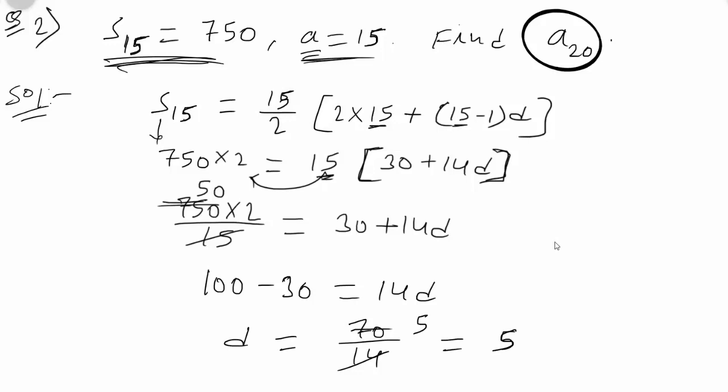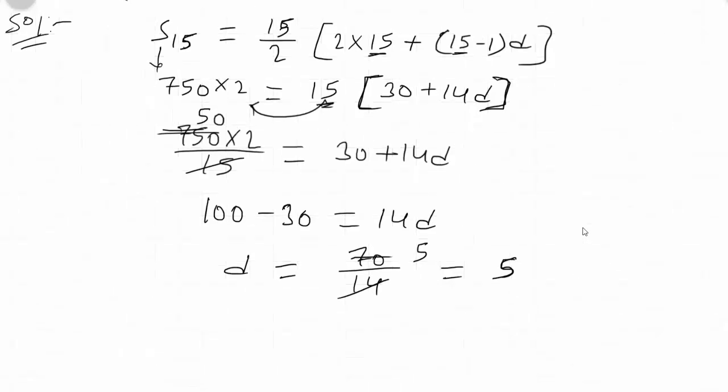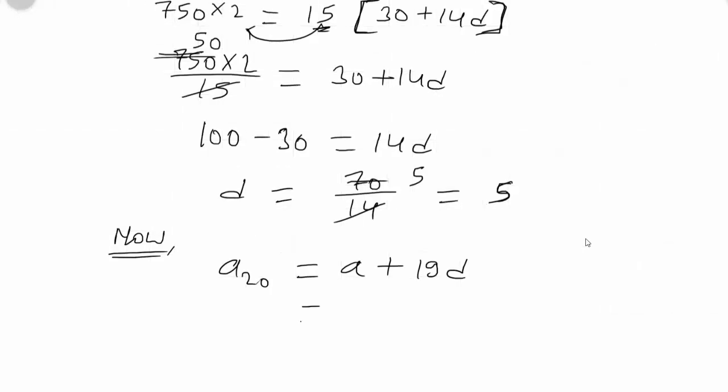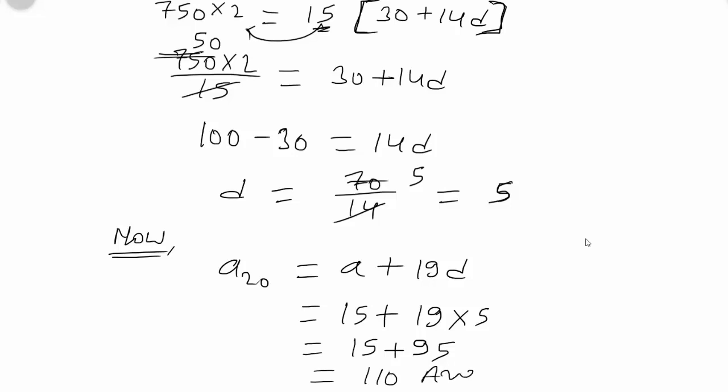This is not our answer. We need to find a20, which is the 20th term. Once we know d, we already know a, we can easily find a20. a20 is a + 19d. So a is, what is a? 15 + 19 times 5. So 15 + 19 times 5 is 95. 110 is the answer. So the 20th term is going to be 110.